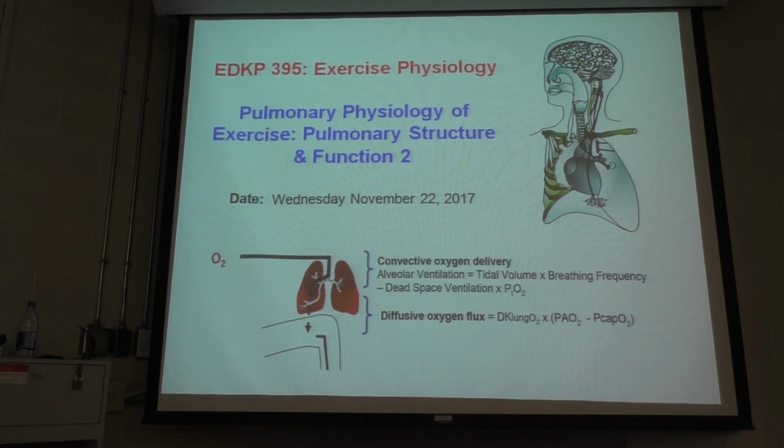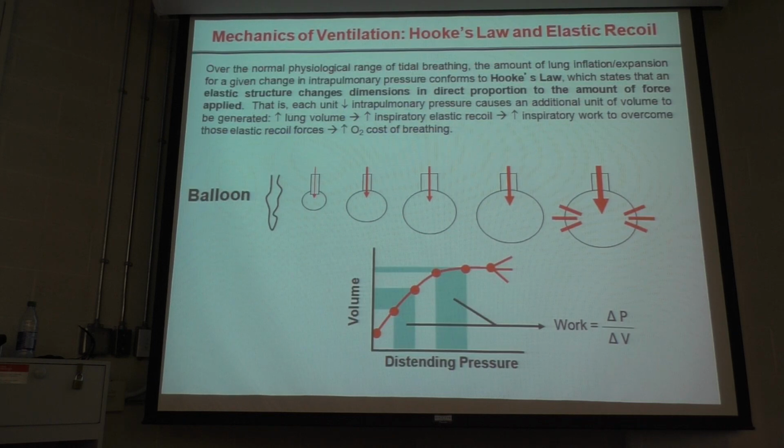So reviewing from last class, we kind of reintroduced the concept of the elastic recoil model. And the respiratory system, obviously with the lungs and the chest wall, the lungs in particular being an elastic structure. When they expand, they want to recoil.